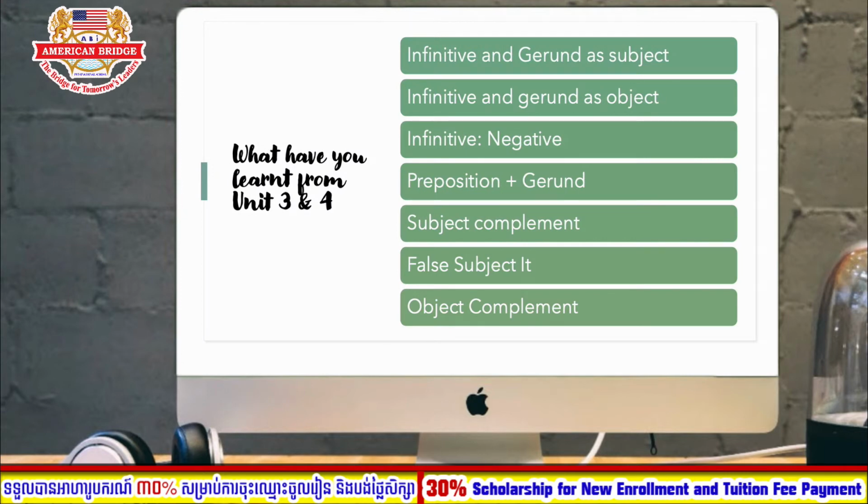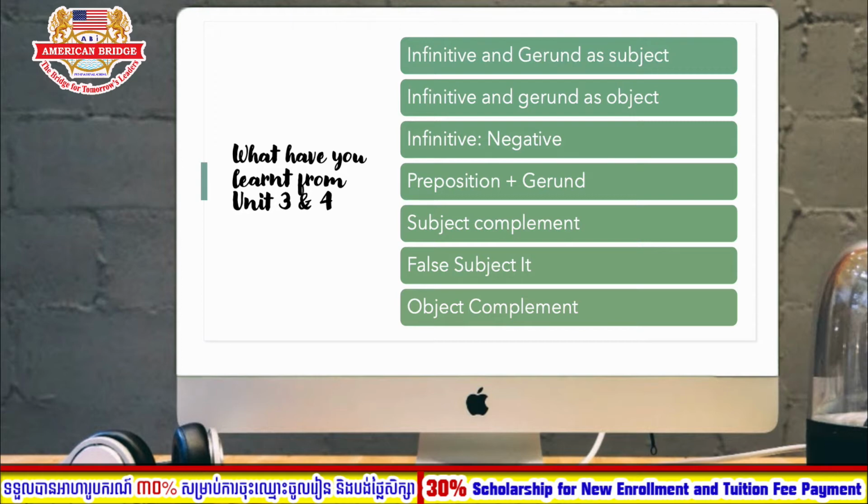So what have you learned from Unit 3 and Unit 4? To help you remember all those important points, I have prepared a short list right here. Here are the language points you have learned about infinitive and gerund from Unit 3 and Unit 4. You have learned to use infinitive and gerund as the subject of the sentence. Let's say, running is a good exercise. To eat healthy food is recommended. So these are the uses of infinitive and gerund as the subject.